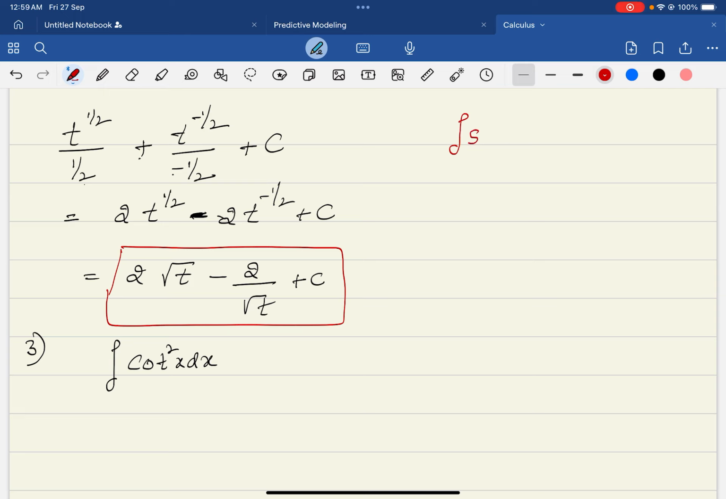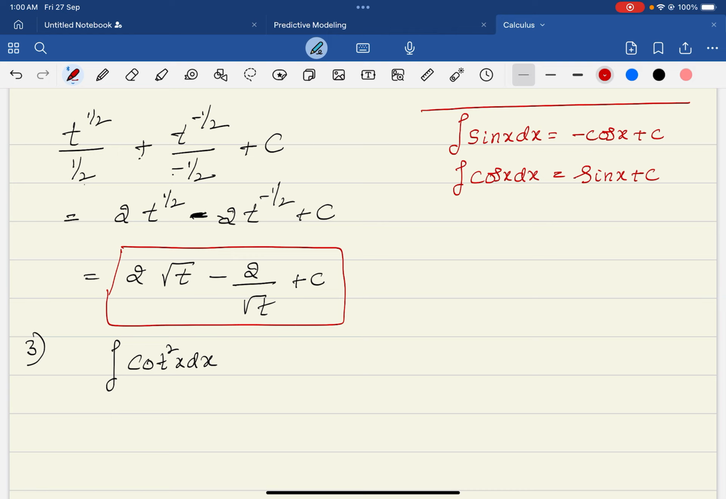Always remember, what is the integral of sin x dx? This is minus cosine x plus the constant. And the integral of cosine x dx is sin x plus the constant. Remember, these two are one set of formulae where the integral of sine is minus cosine, and the integral of cosine is sine. And next, how to remember the other formulae.